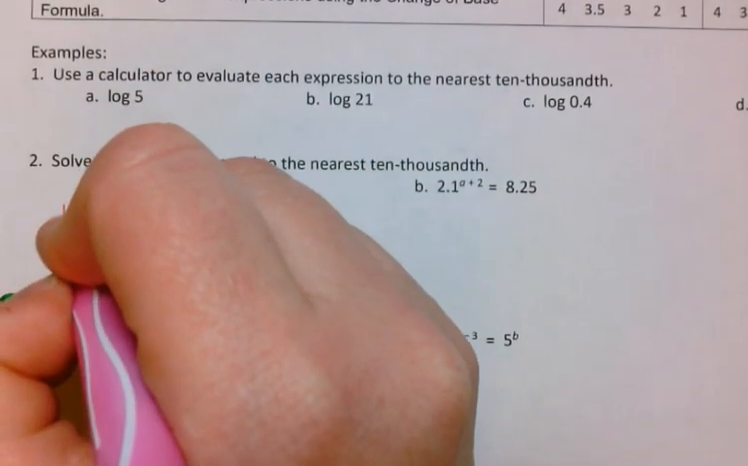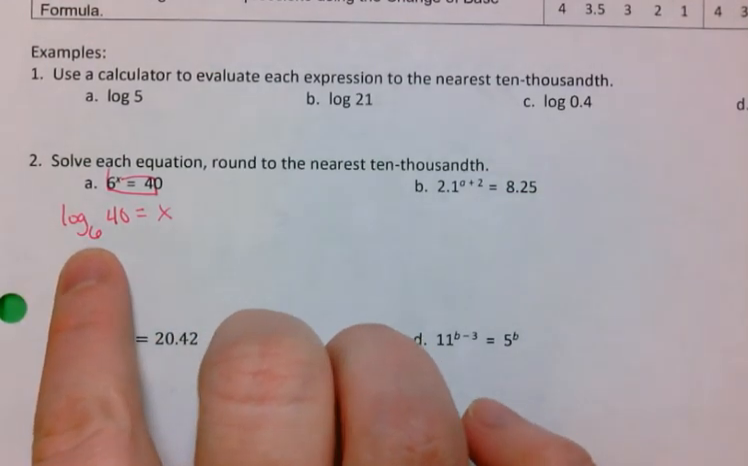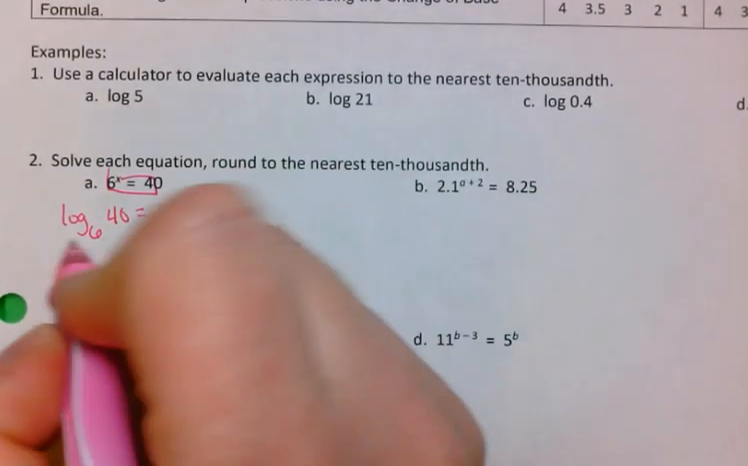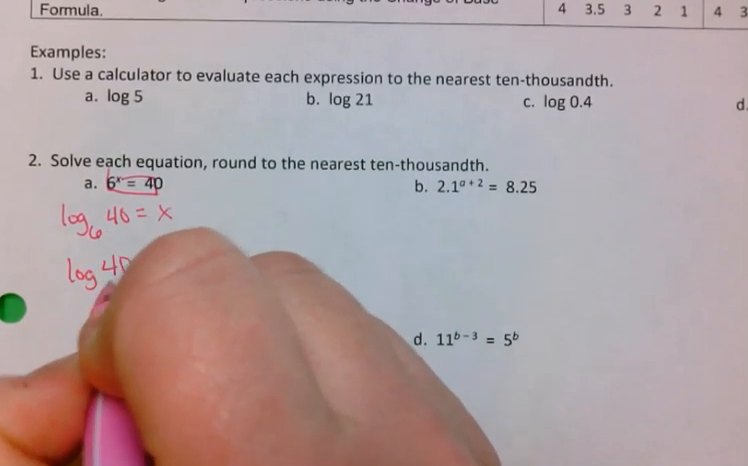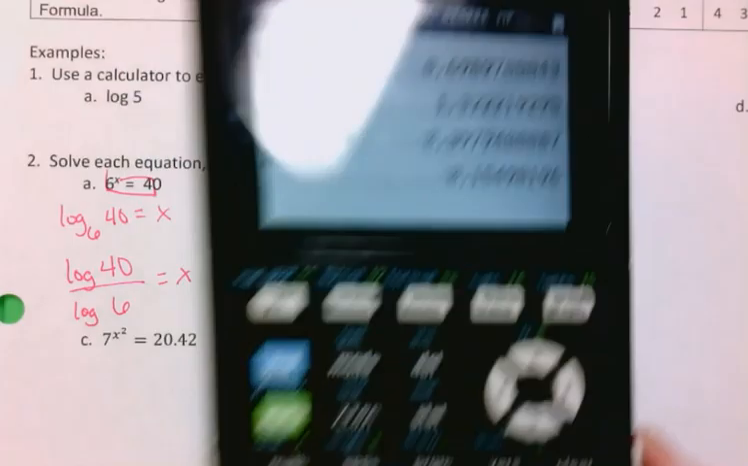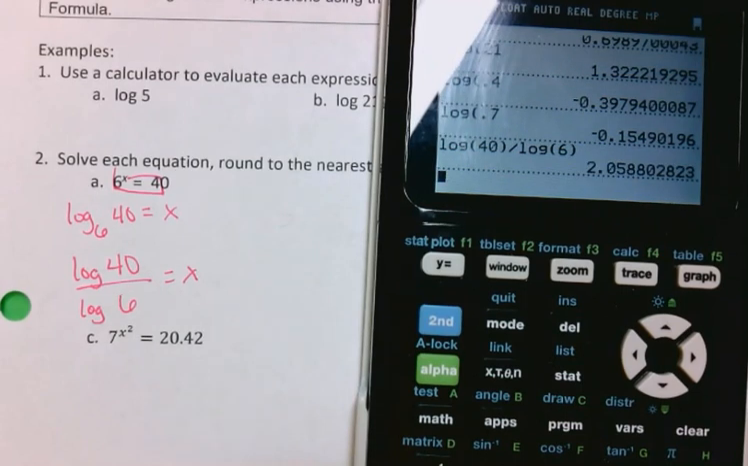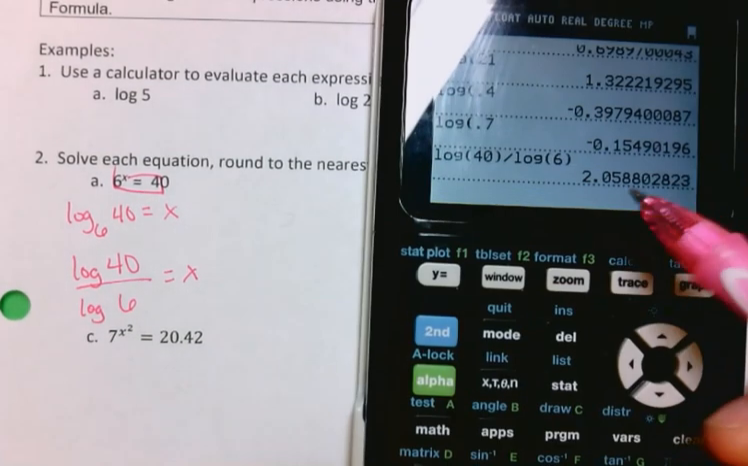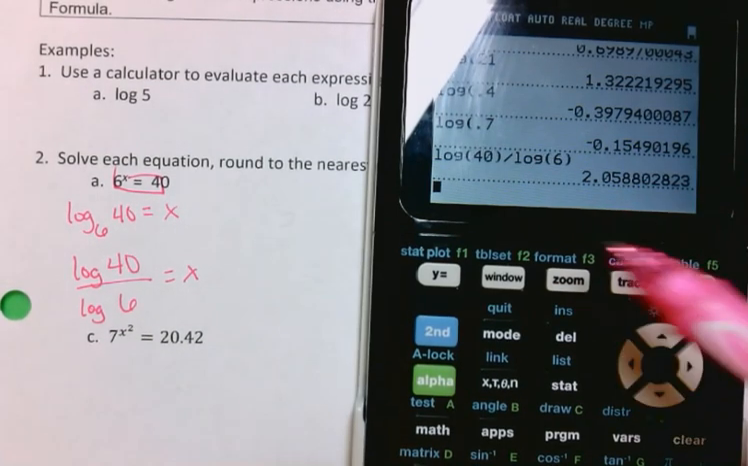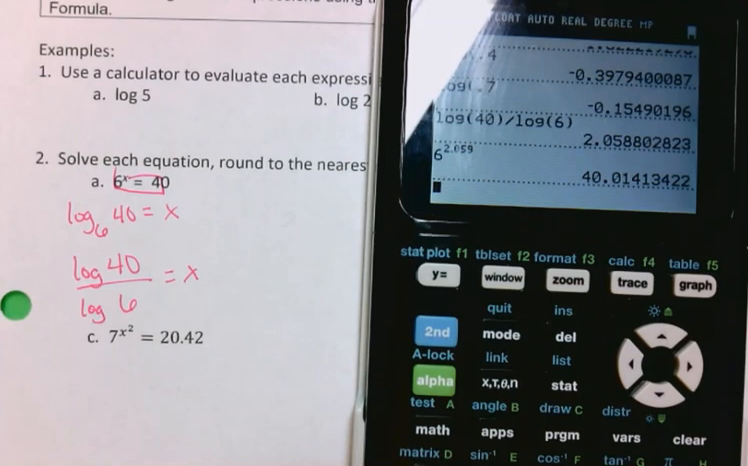So log 6 of 40 equals X. These are different bases, and I want your answer rounded to the nearest tenth. This would be exact. I want to go log of the big number over log of your base, or your small number, equals X. So in my calculator, I would type in log 40, parenthesis, divided by log 6, and I get that answer. If I took 6 to roughly the 2.059, to 3 decimal places, that would roughly get me to 40. So 6 caret 2.059 roughly gets me 40.